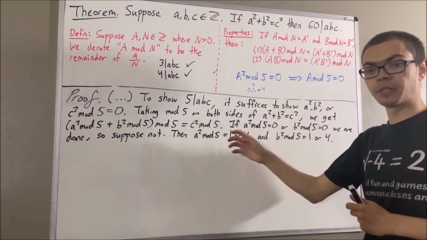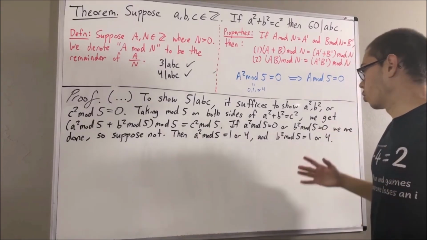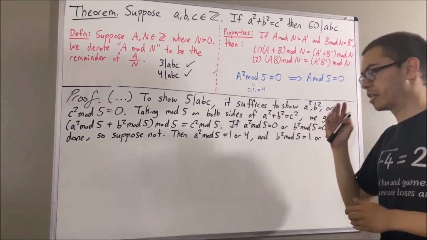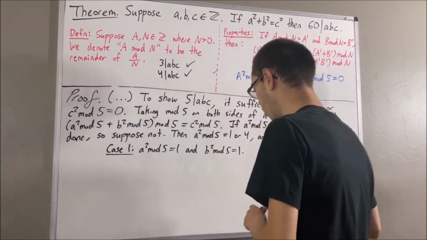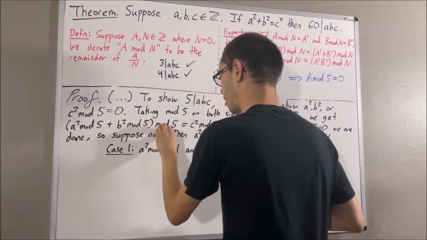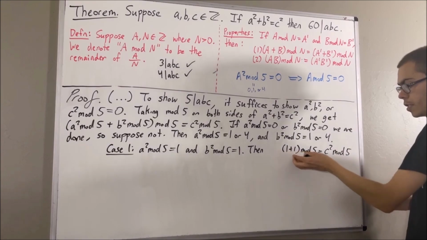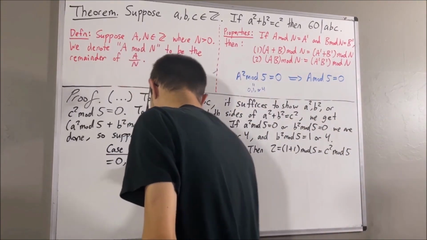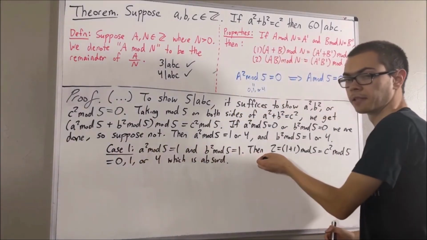Some of these cases might lead us to a contradiction, and that means that that case is impossible. In the other cases, we're going to see that c squared mod 5 is equal to 0. So, let's start out by considering the case where they're both equal to 1. If we substitute that into our equation, we get 1 plus 1 mod 5 equals c squared mod 5. We know that this is just equal to 2, but c squared mod 5 is equal to 0, 1, or 4, which contradicts the fact that it's equal to 2. So we've shown that this case is impossible.